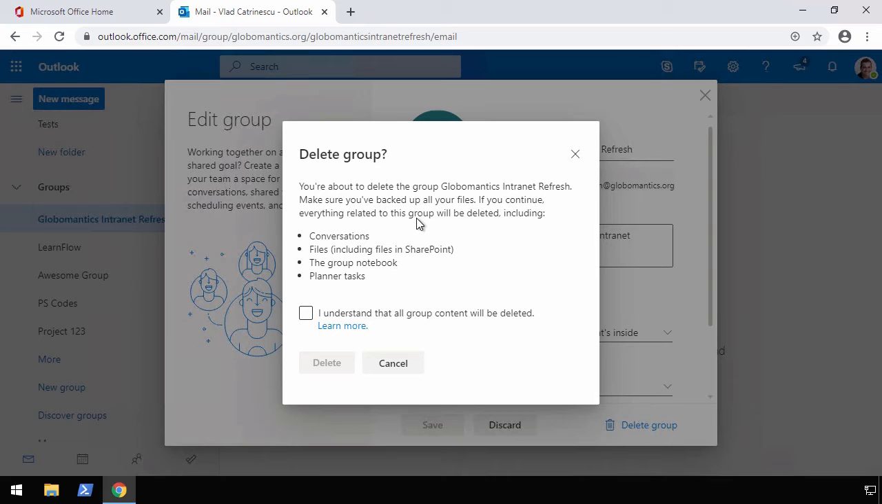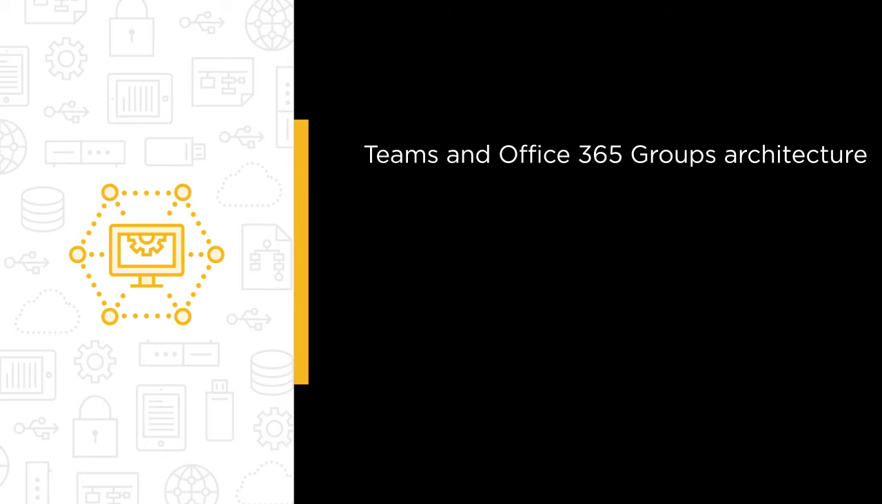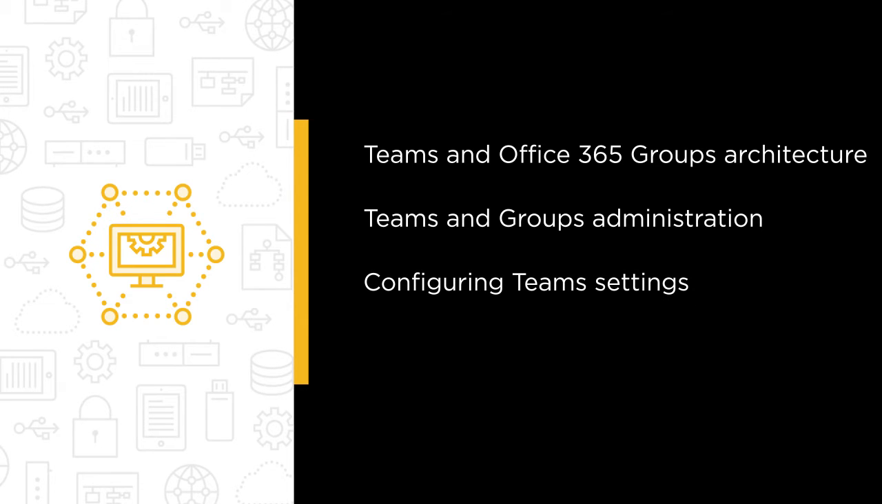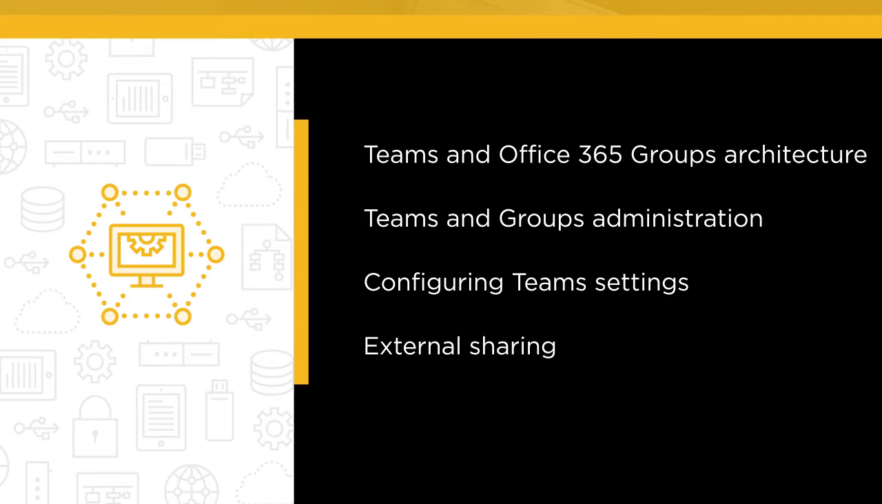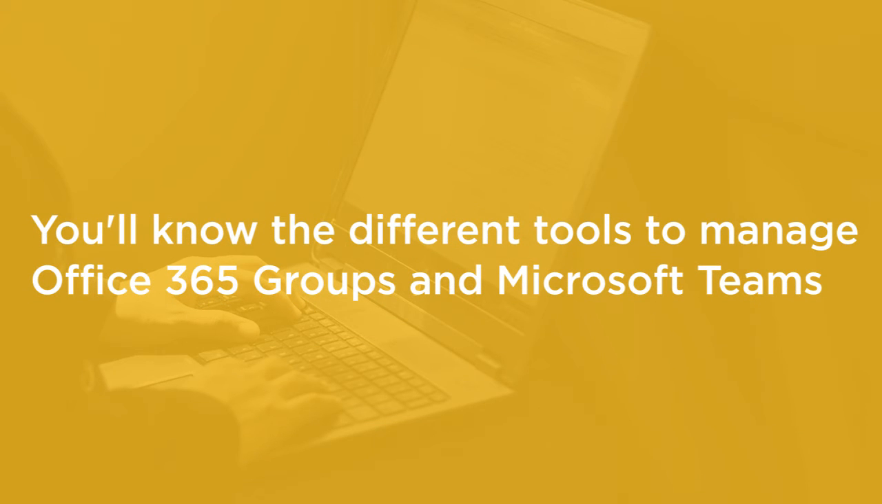In this course, we're going to learn how to configure and manage Microsoft Teams and Office 365 groups. Some of the major topics that we'll cover include Microsoft Teams and Office 365 Groups architecture, the basics of Teams and Groups administration, planning and configuring Teams settings, and managing Teams and Office 365 Groups external sharing. By the end of this course, you'll know the different tools you have available to manage Office 365 Groups and Microsoft Teams and how to use them to have full control of your environment.